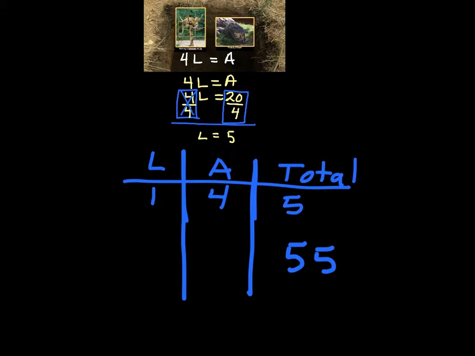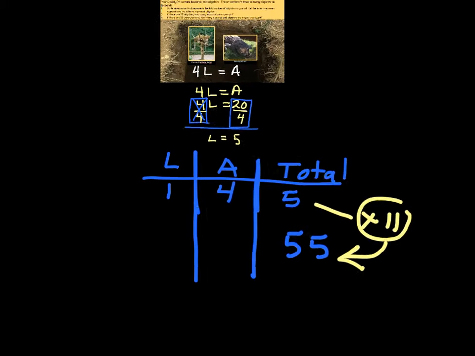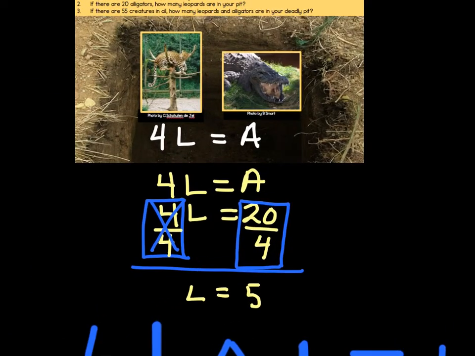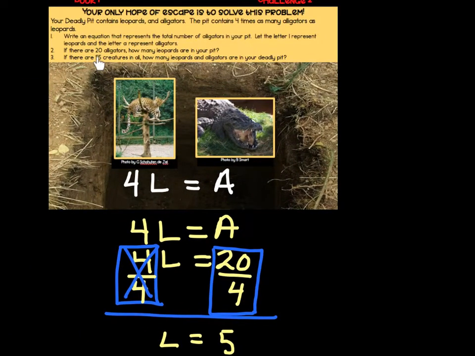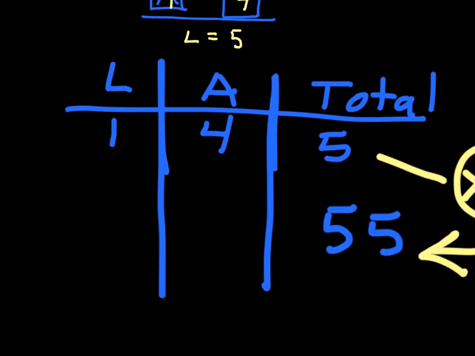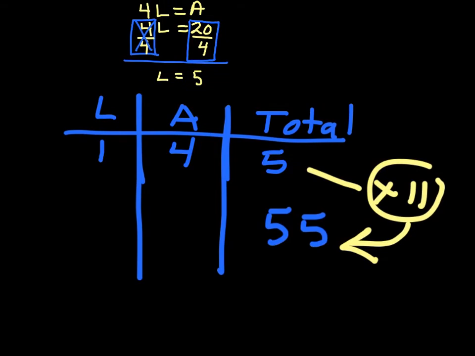All right, super. So now I got to think, okay, what can I do to 5 to make 55, right? And if I take 5 and multiply it by 11, I will indeed get 55. And if you remember up here, that's what it's saying, that we need to figure out how, if there's 55 creatures, how many leopards and alligators are in the pit, right? So let's come back down here. And now if I've got a total of 5, I multiply by 11, I get 55.